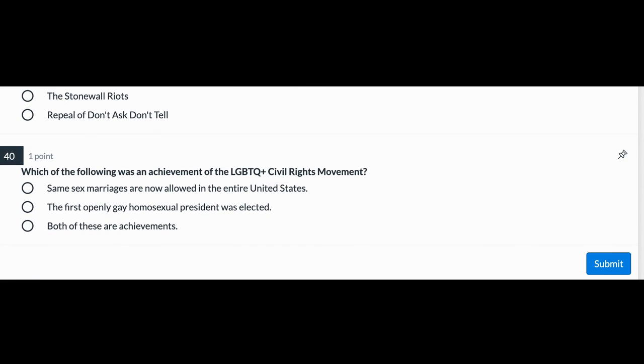40. Which of the following was an achievement of the LGBTQ+ civil rights movement? Same-sex marriages are now allowed in the entire United States. The first openly gay president was elected, or both of these are achievements.